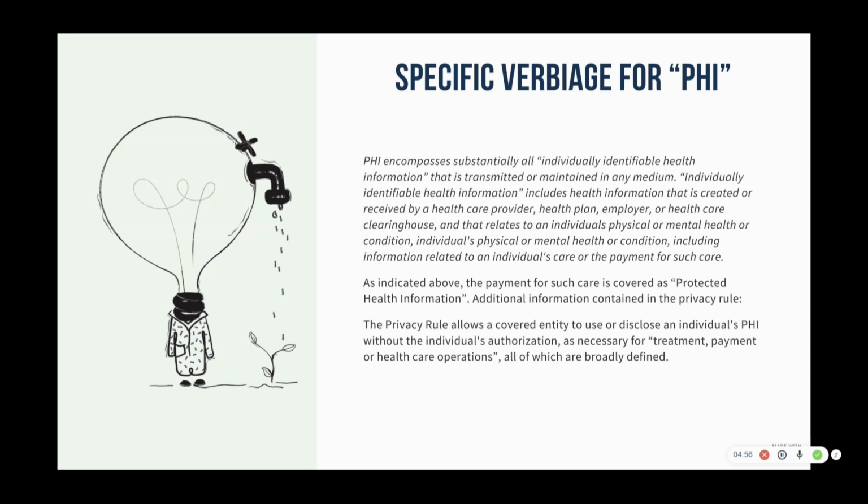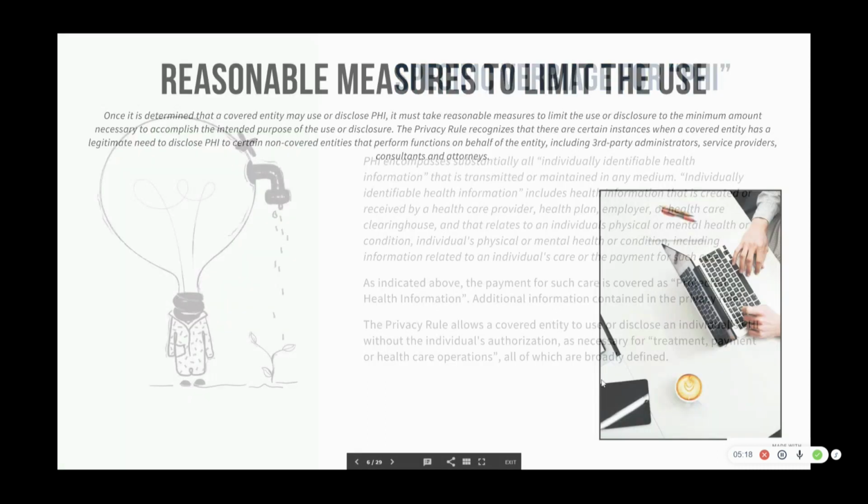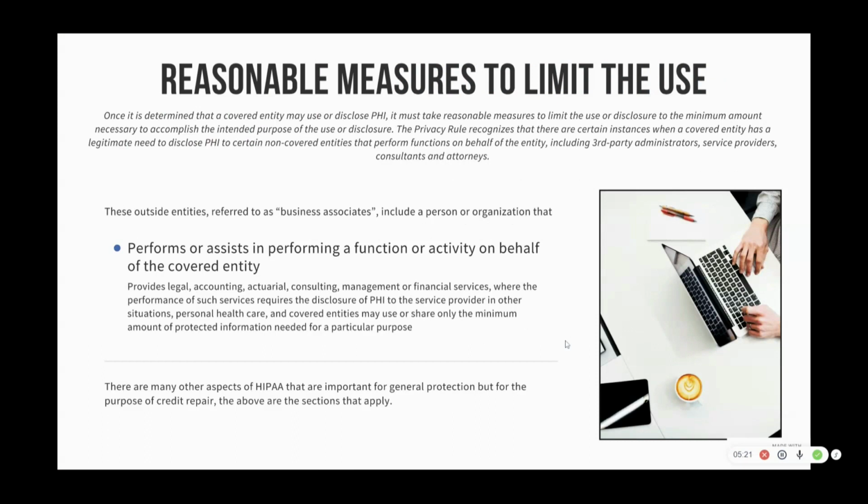Keep that in mind, because what is a credit report? It's information related to the payment of such care, in relation to your account. So the privacy rule allows a covered entity to use or disclose an individual's PHI without the individual's authorization as necessary for treatment. There's the word payment again, or healthcare operations, all of which are broadly defined. That is so, so, so important.